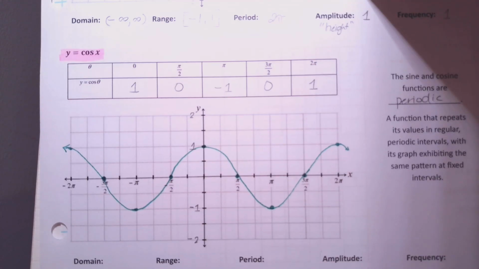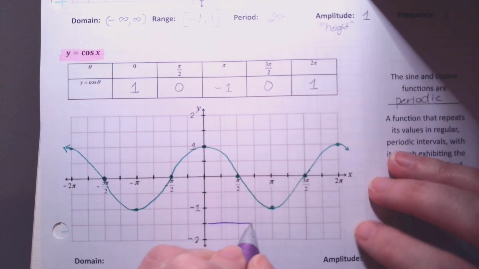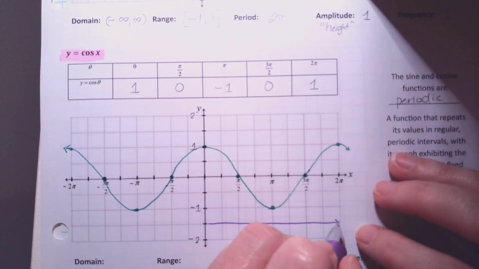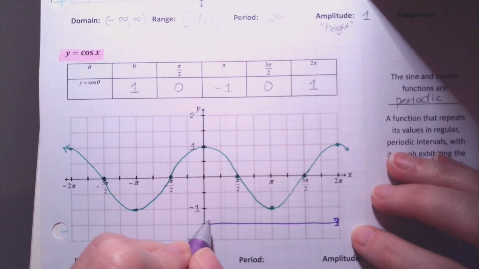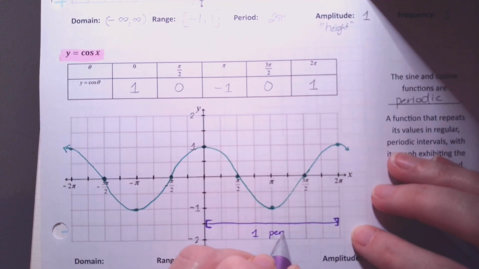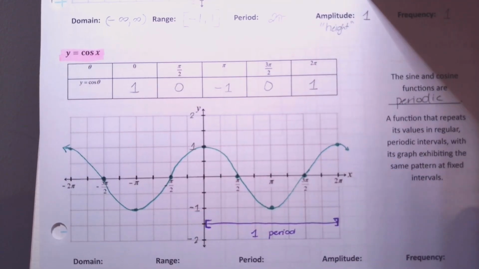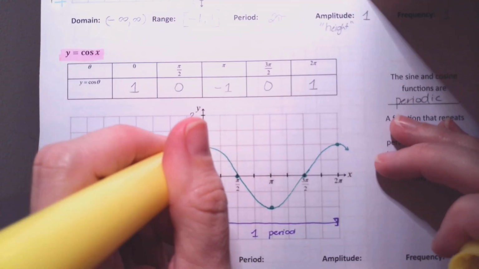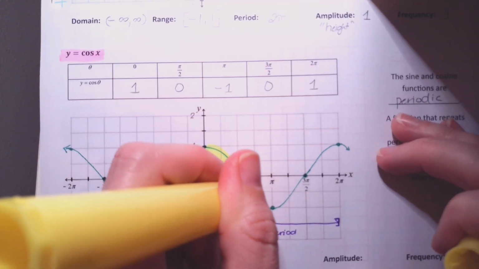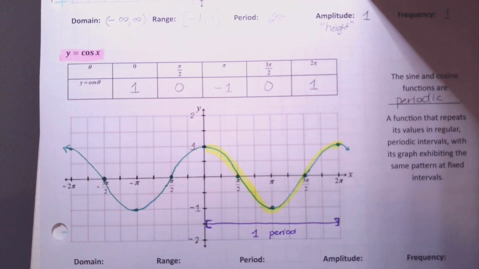Okay, marking off the same stuff I marked off on the last one. One period of the function would be the x distance in order to complete one cycle of the graph. So this is one period, which would be a distance of 0 to 2 pi. Your one cycle of the graph, on a cosine function, starts high, goes real low, and then comes back high again. That's what one cycle looks like.